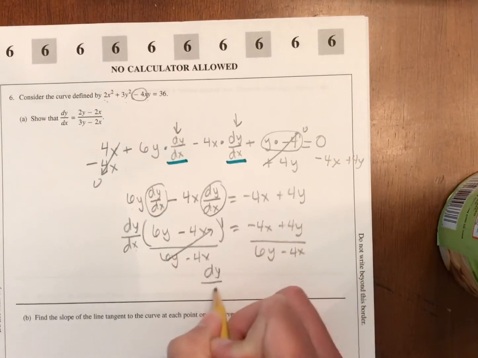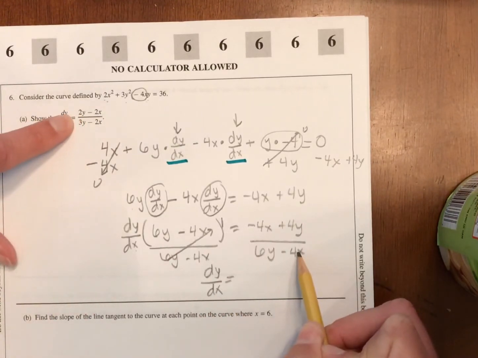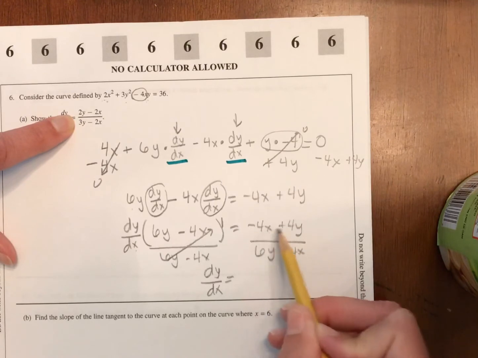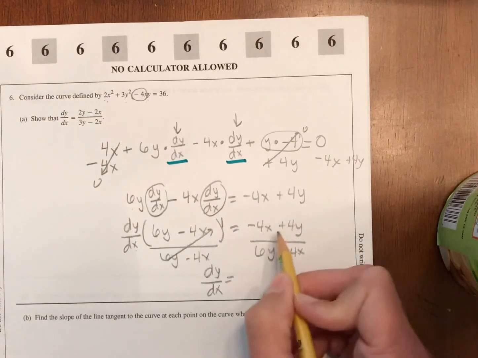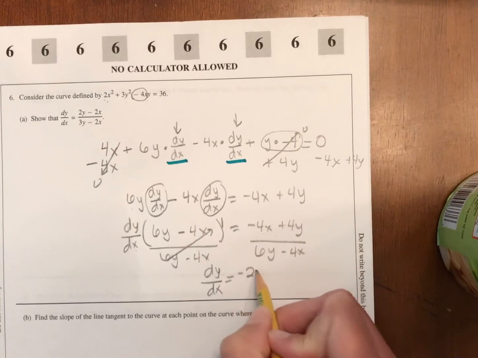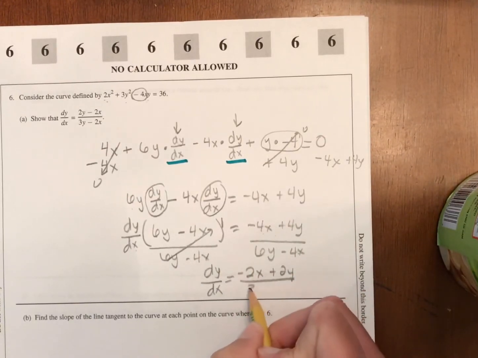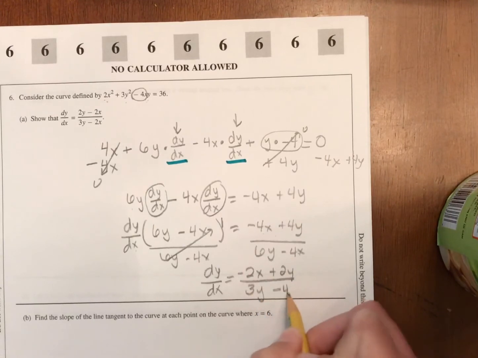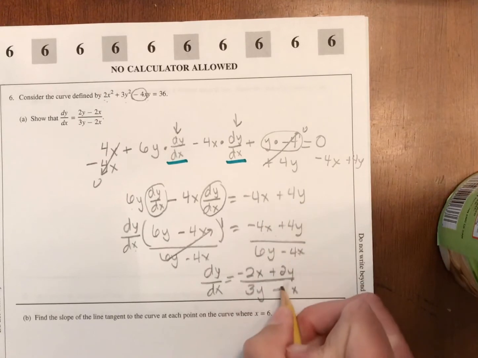So dy dx equals, the last thing here, I can see it doesn't match exactly, so I know I need to divide the common factor of 2 out of everything here. I'm just reducing everything by a factor of 2. So that's negative 2x plus 2y over 3y minus 2x in the denominator.